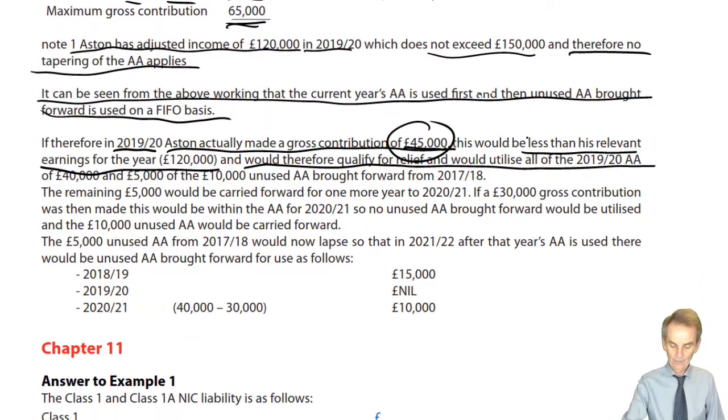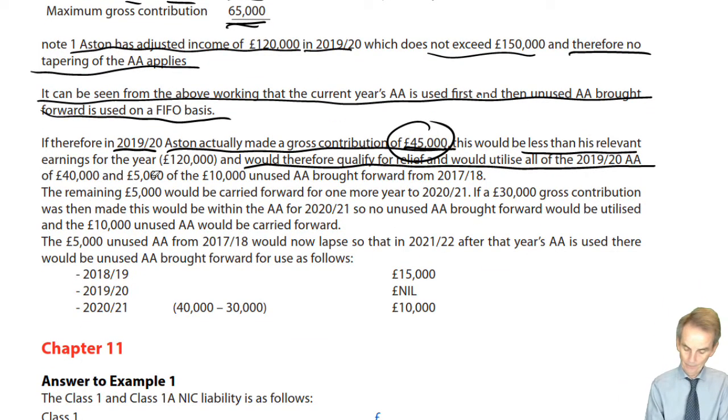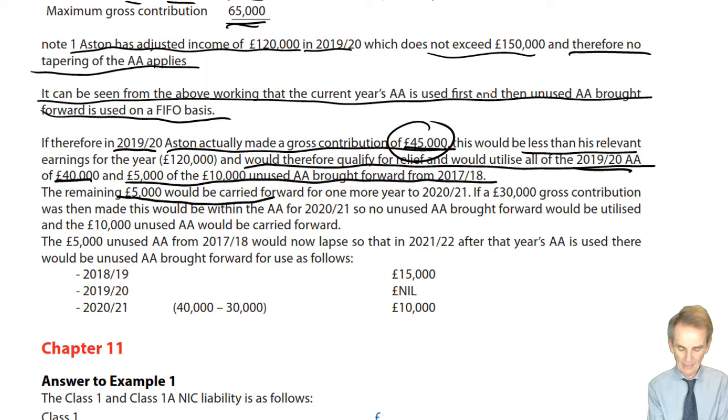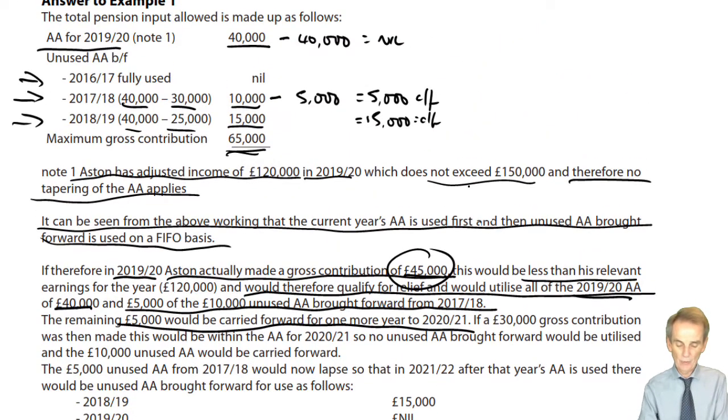Right. Just going back to these notes, I'll just clear that up so you can see it. Would utilise all of the 1920 AA of 40,000, 5,000 of the 10,000 unused AA brought forward from 1718. The remaining 5,000 would be carried forward for one more year. We've agreed that that 5,000 is carried forward, but only for one more year. You can carry forward for 3 years.